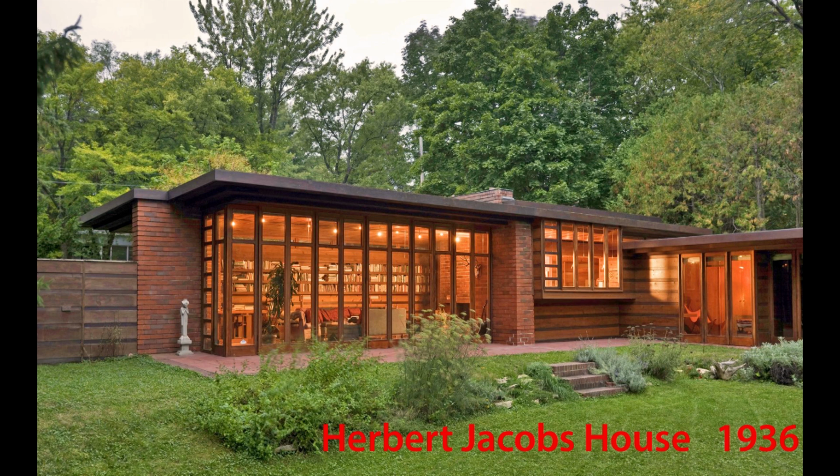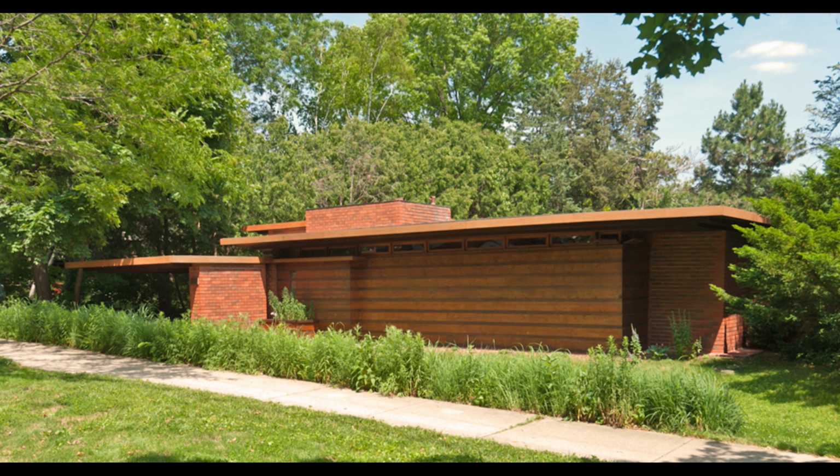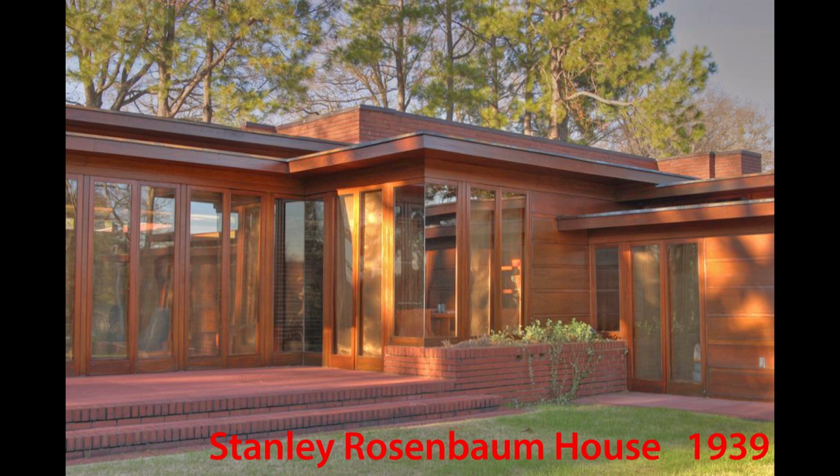The first was the Herbert Jacobs House of 1936. It was made of used brick and pine boards. It had a closed side facing the street and an open side facing a garden. The Usonian houses were noted for their flat roofs at multiple levels, with clerestory windows in between.